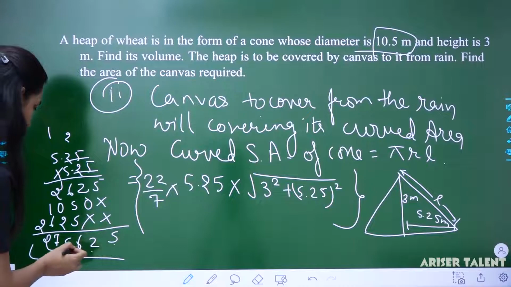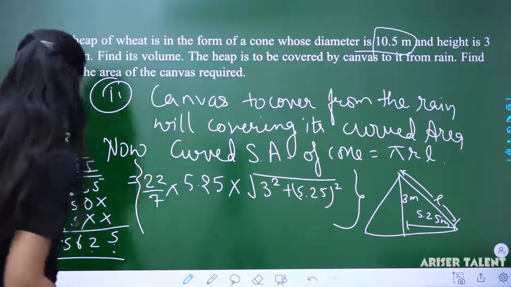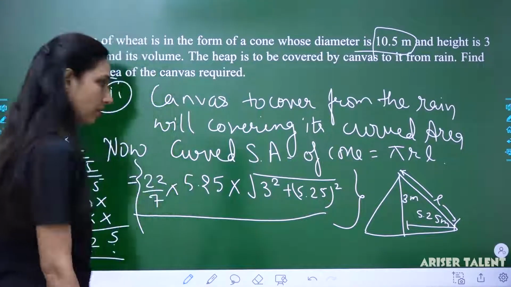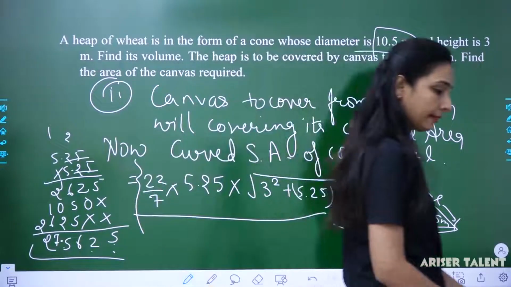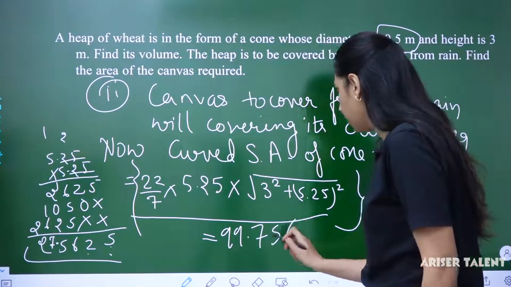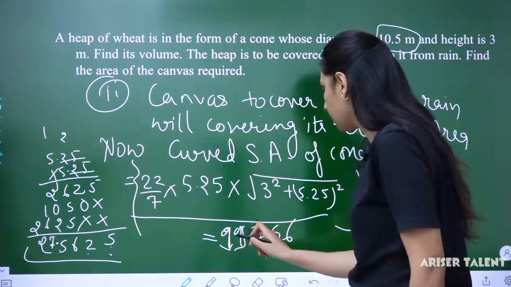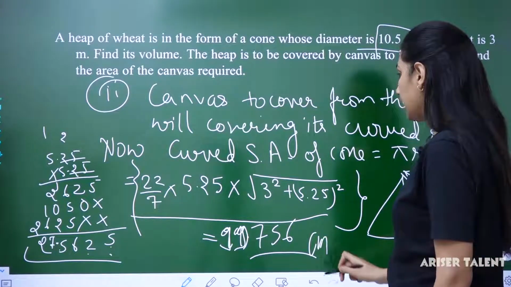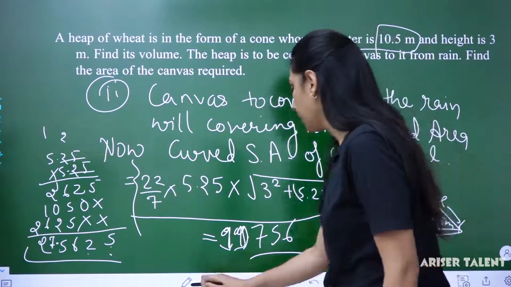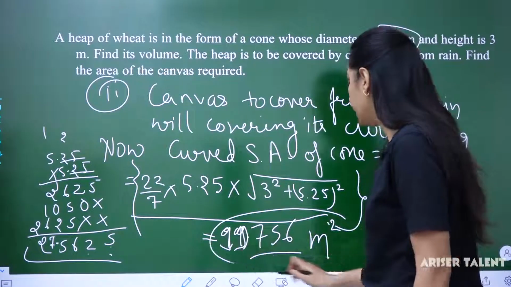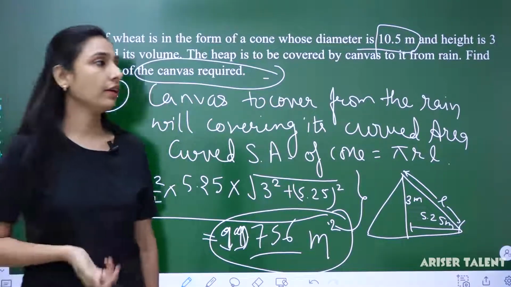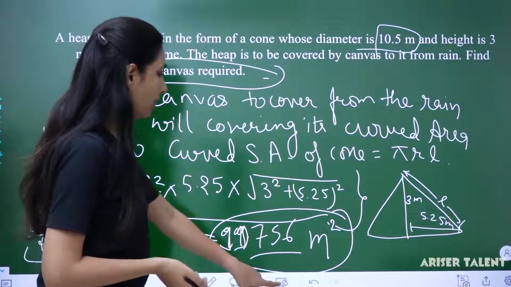1, 2, 3, 4 zeros. So that will be something like, okay, so we'll be getting the answer here. Okay. For your reference, that will be your answer. Okay, in not centimeter but meter square. That will be the surface area of the canvas required, or area of the canvas required. Okay.